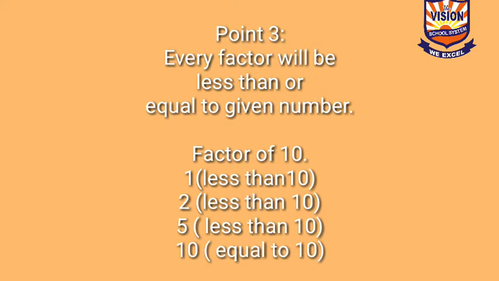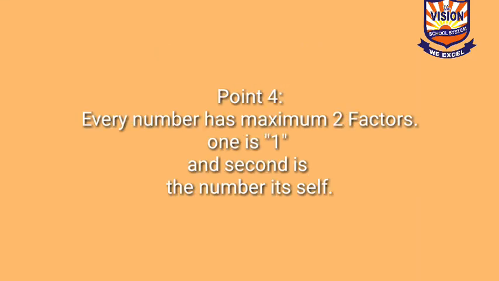For example, factors of 10. The first factor of 10 is 1 and 1 is less than 10. The second factor of 10 is 2. 2 is also less than 10. The third factor of 10 is 5 and 5 is also less than 10. The last factor of 10 is 10 and 10 is equal to 10. This means a factor will be less than or equal to the given number. The fourth point is every number has a minimum of 2 factors. One is 1 and the second is the number itself. I hope you have understood all points.